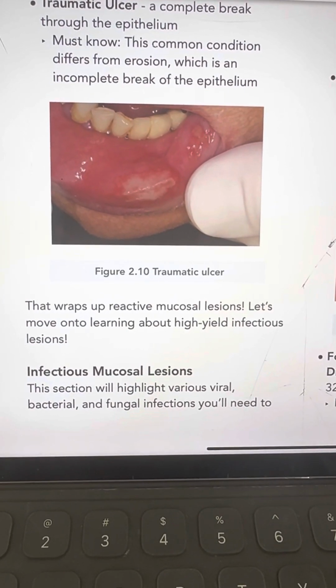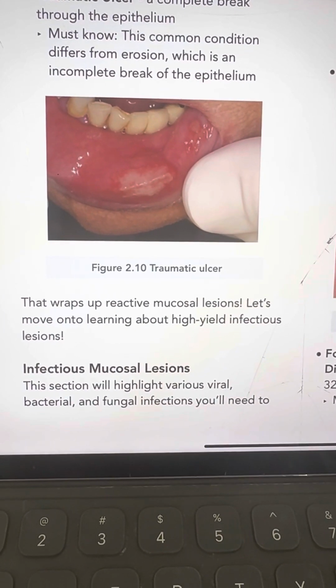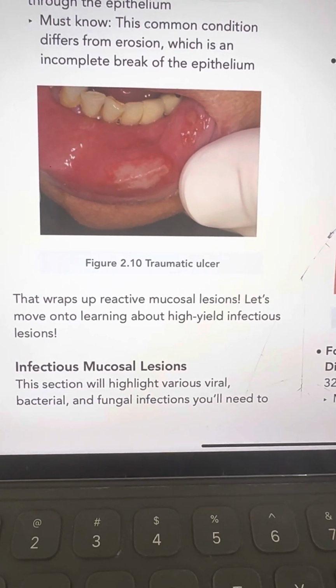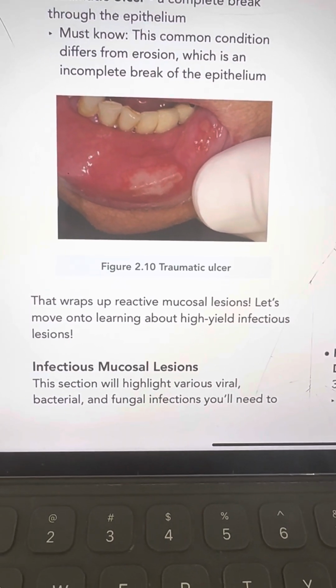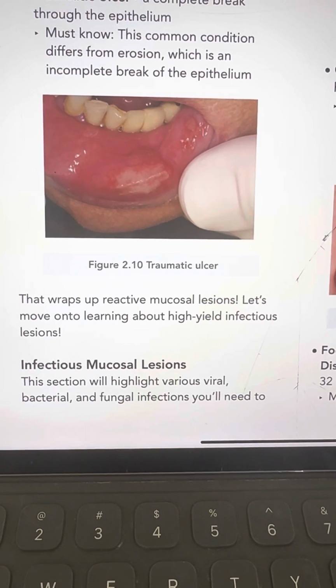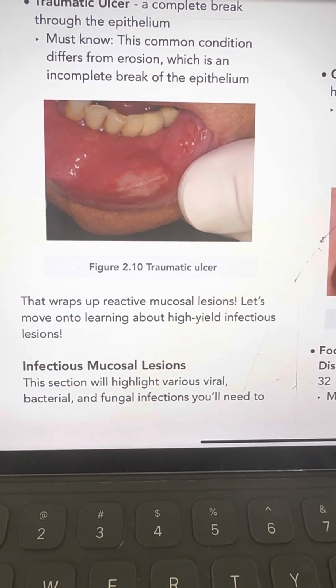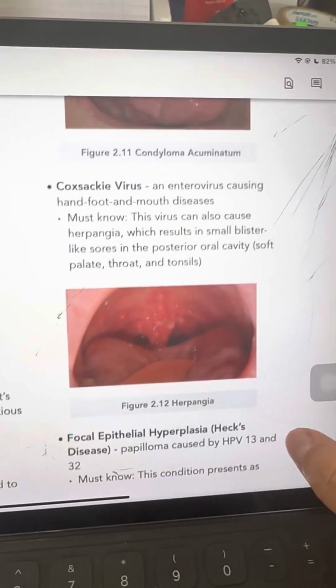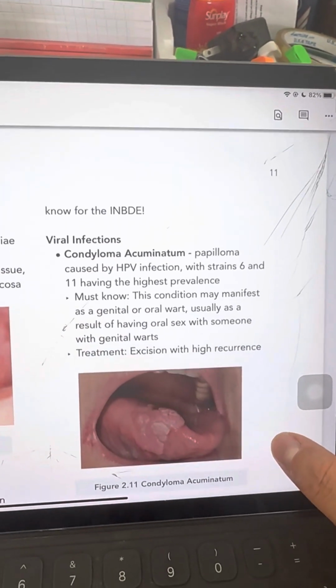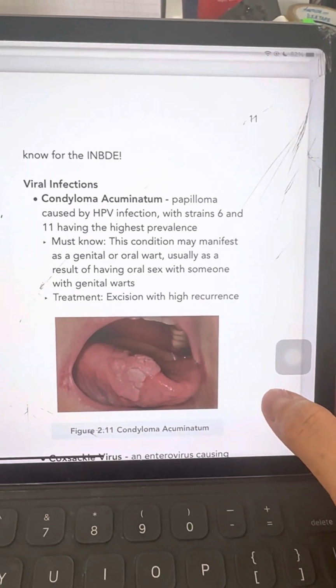Let's move on to learning about high-yield infectious lesions. Infectious mucosal lesions: this section will highlight various viral, bacterial, and fungal infections you need to know. First, viral infections.